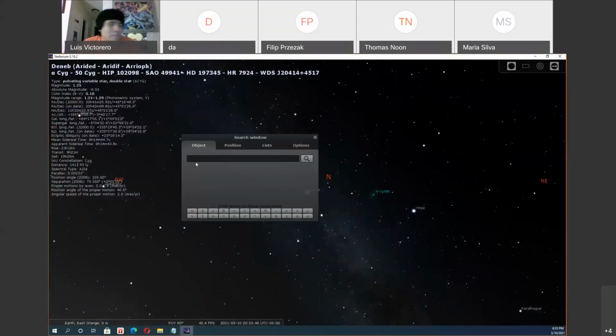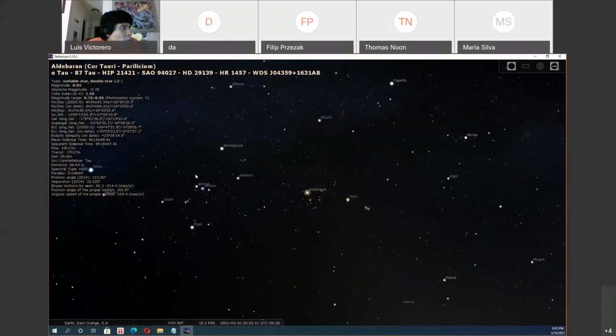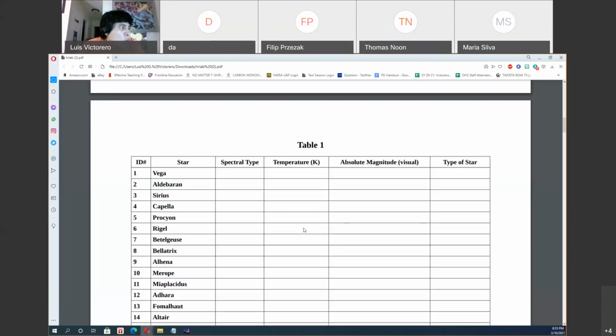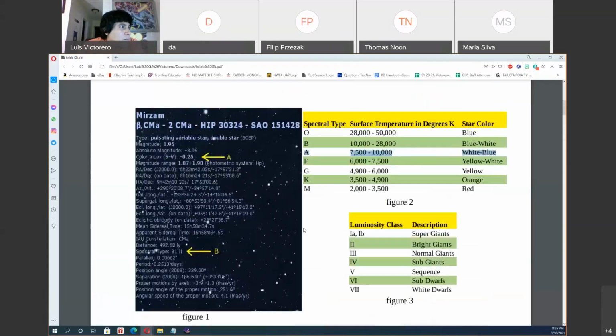So let's do Aldebaran. Aldebaran is a red giant, which has a K5. That will be around 4,000. So if you go to K, there you are, K5. K5 is almost in between K0 and K9. So I would say 4,000 is a good estimate for Aldebaran.